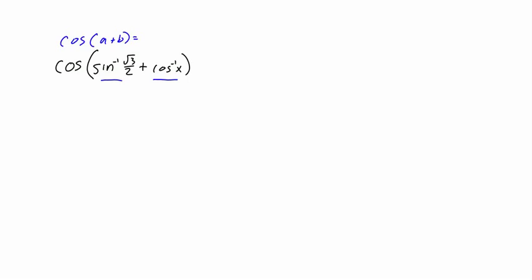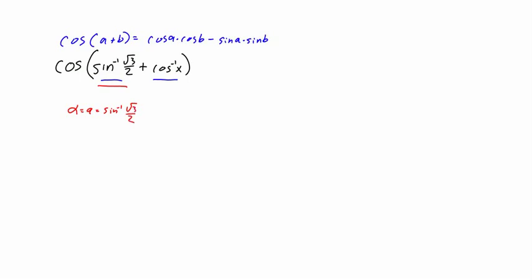Cosine of alpha plus bravo is cosine of alpha times cosine of bravo minus sine alpha times sine bravo. Now, to go ahead and use these, we have to figure out what alpha would be and what bravo would be. So we're going to use a couple of different colors. We're going to do the inverse sine of the square root of 3 over 2, and that is going to be alpha.